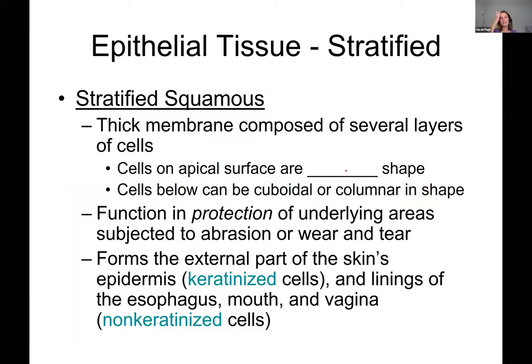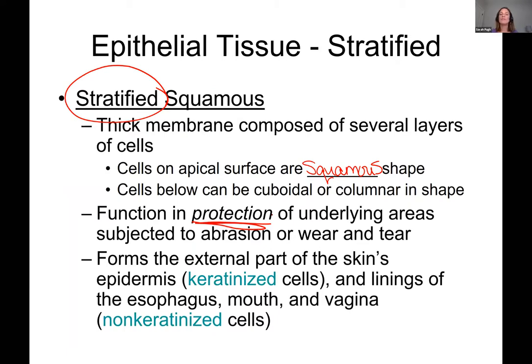So a stratified epithelium is more than one cell layer thick. It's usually a nice thick tissue. Cells on the apical surface are always squamous. They are always flat. Cells below the apical surface can be more cuboidal or columnar in shape. And remember, it's stratified, so its function is protection from abrasion and wear and tear.